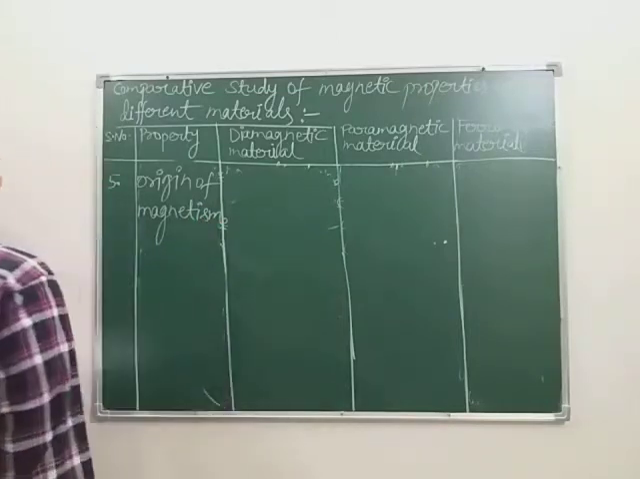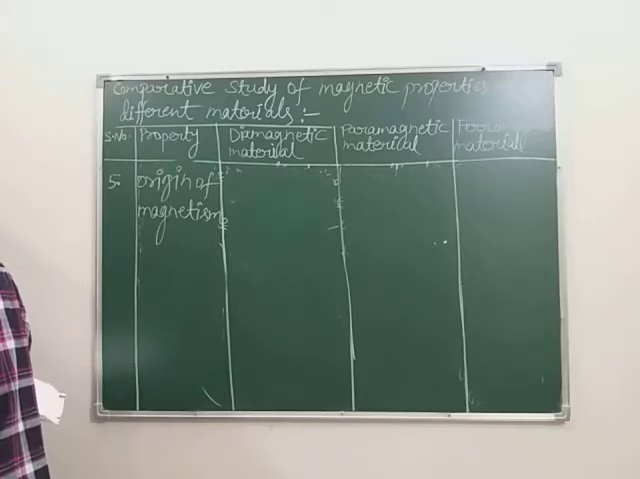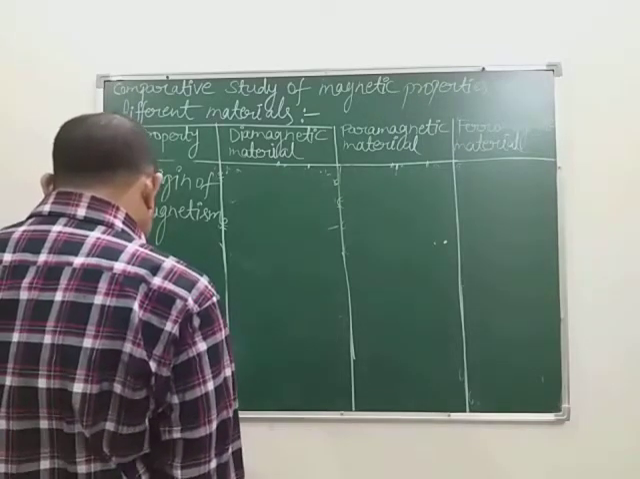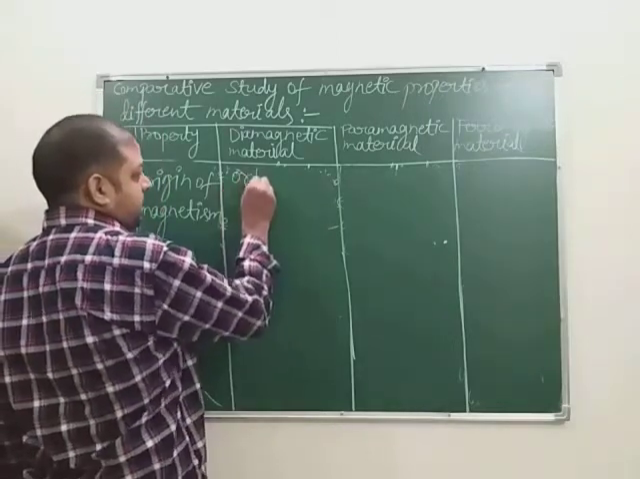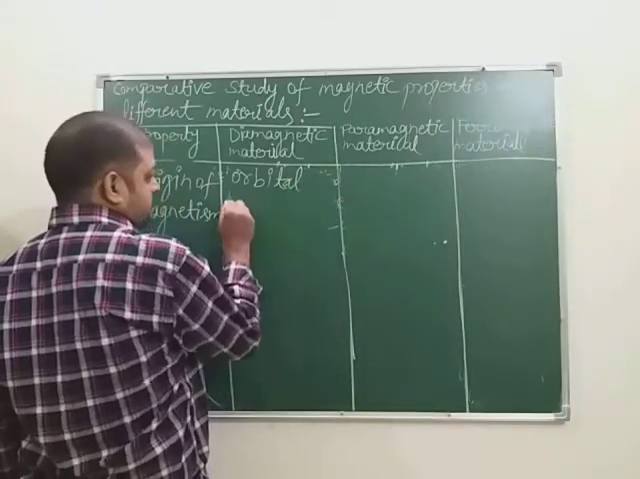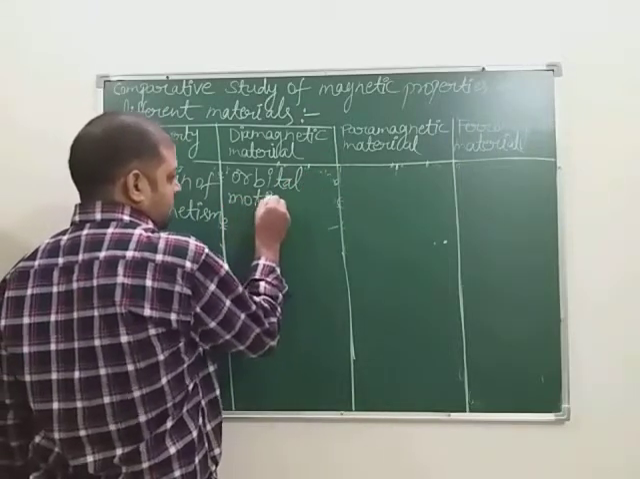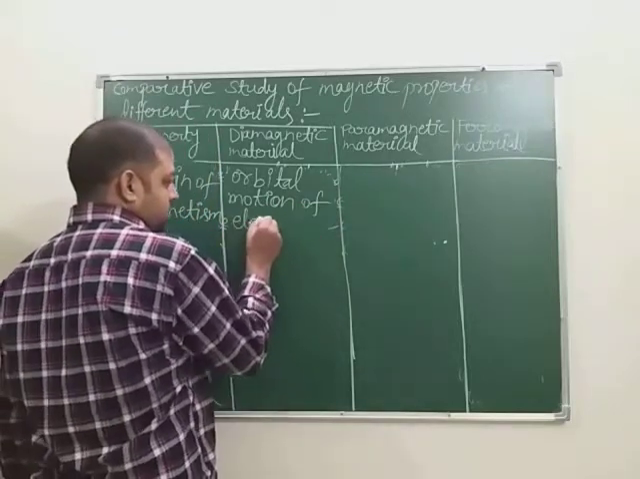You can write here: due to orbital motion of electrons.